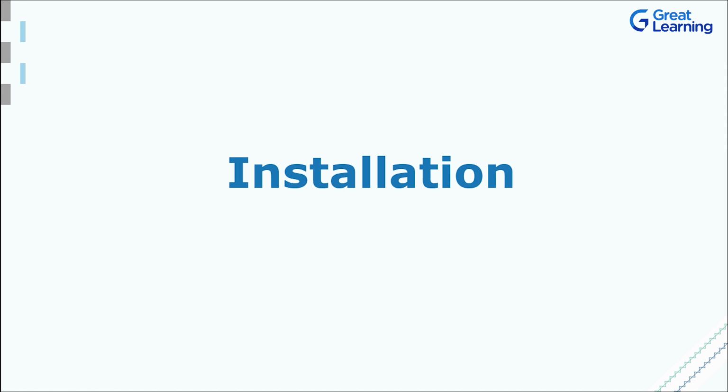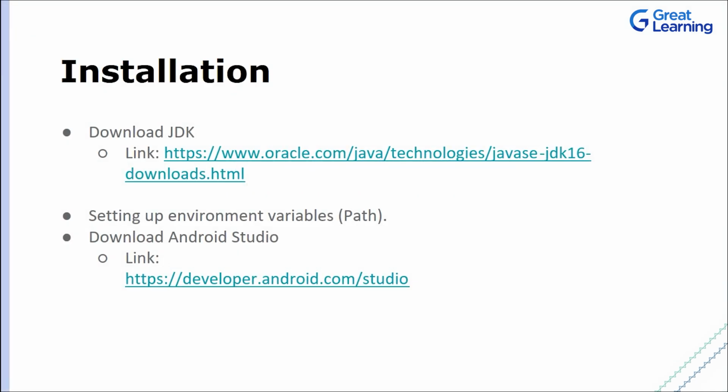Now let's talk about the installation process. For installation, we will be downloading two things. One is Android Studio and the other is the JDK, which is the Java Development Kit, used since we are going to use Java in our backend. That is why I'm going for the JDK. If you're using Kotlin, then this is not required. We'll use the official website for downloading the JDK, and once we have downloaded it, we will set up our environment variables, that is the path and classpath.